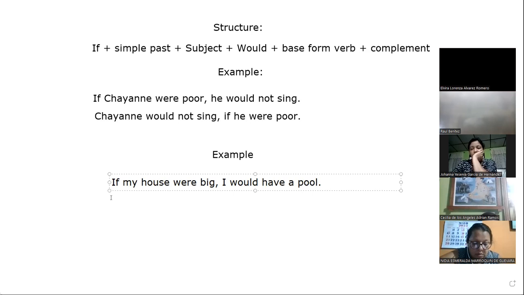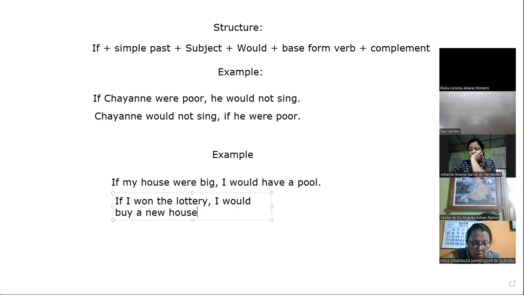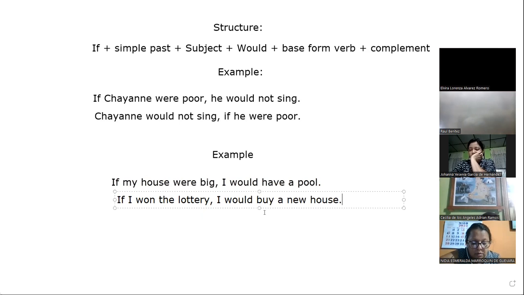If I won the lottery, I would like to buy a new house. I would buy a new house. Okay. You don't need to say I would like, guys. It is okay, but you don't need to say that. All right. Very good.